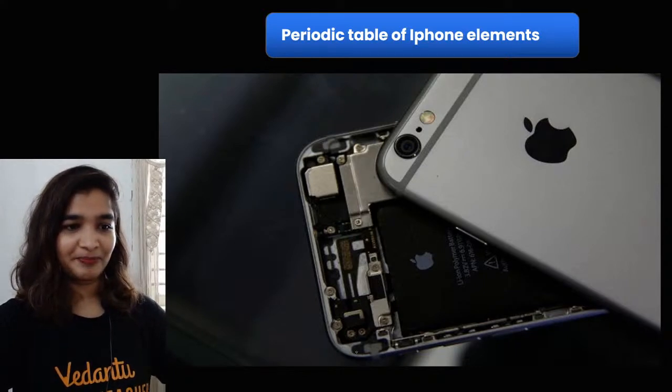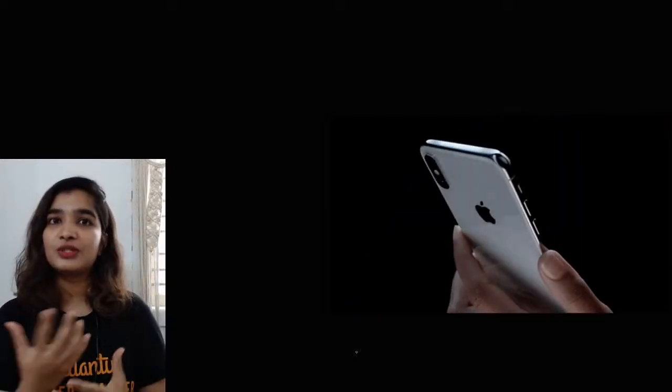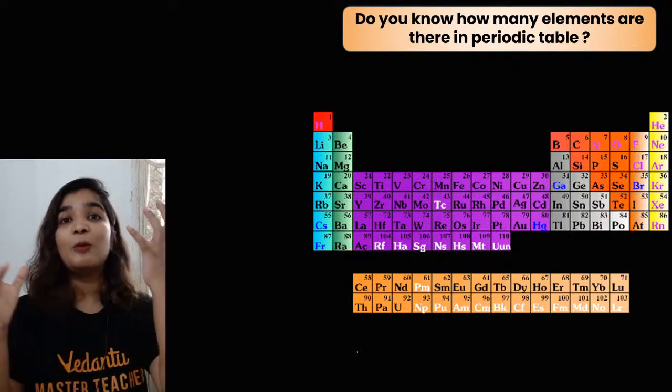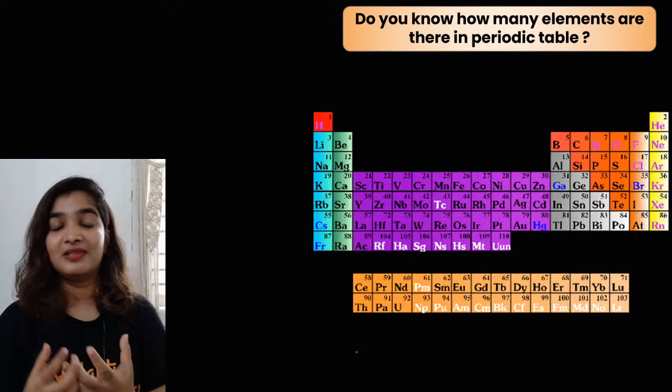Now, most of you will know about the features of an iPhone, like the camera has to be this many megapixels, and the screen, and what about the battery life and everything. But what elements have been used to make those parts or to get those features in your phone?